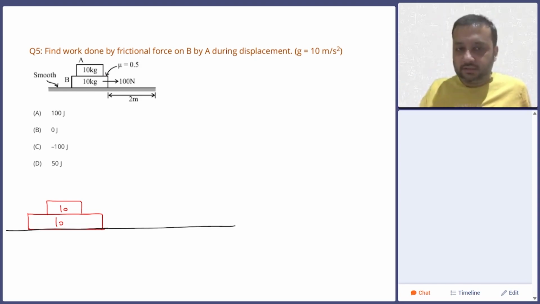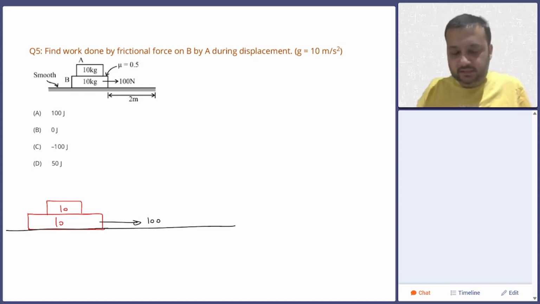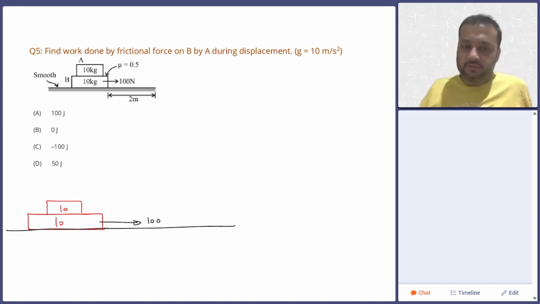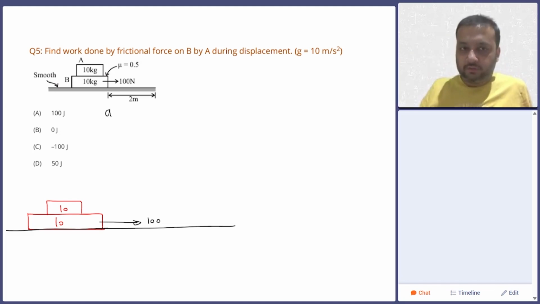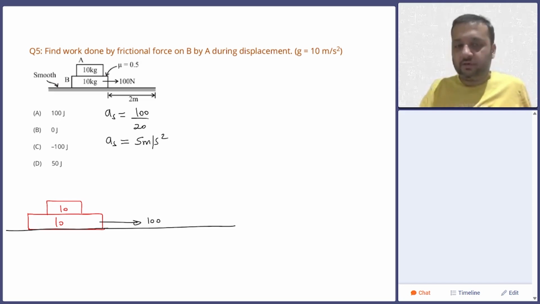So if I consider A and B as a system, then only one external force is acting along the x-axis, which is 100 Newton. So what will be the acceleration of the system? That will be net external force along the x-axis divided by total mass, which is 5 meter per second square. So assuming them as a system, we can say that the acceleration of the total system is towards the right, which is 5 meter per second square.